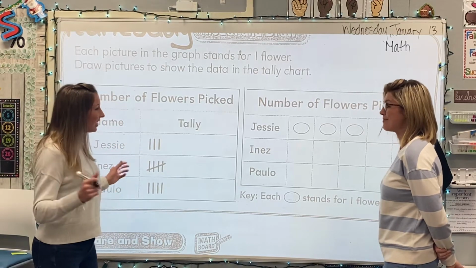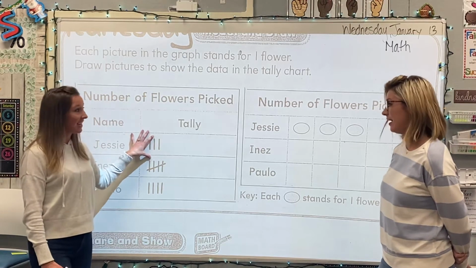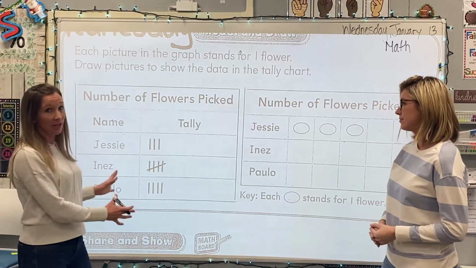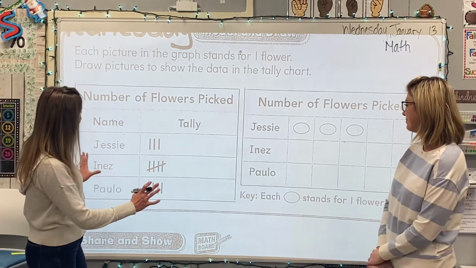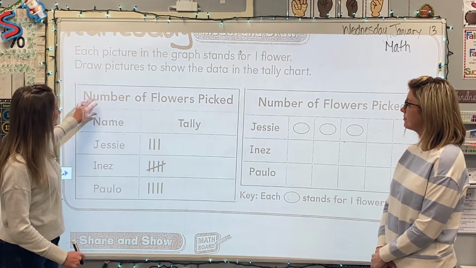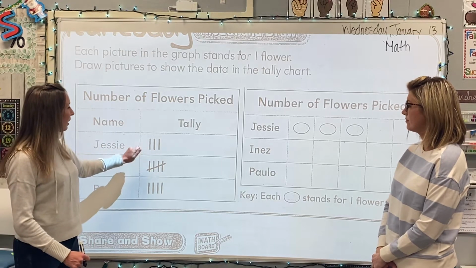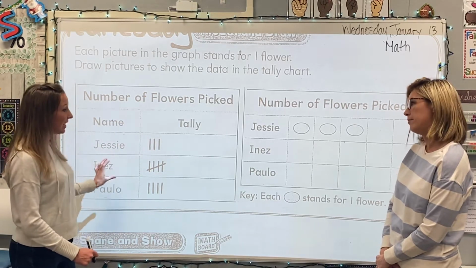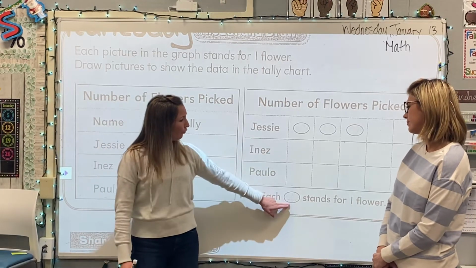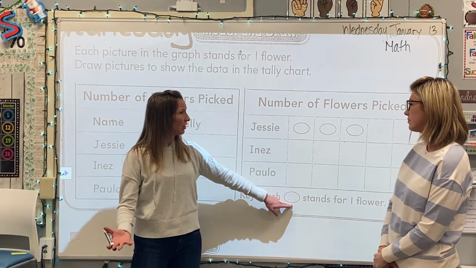So we're going to take what we learned about tally graphs and picture graphs, and we're going to use all of that information on this worksheet. Okay, so let's take a look. In the picture, we have a graph where there are flowers being picked. Each tally mark represents a flower that student picked. But on the picture graph, an oval is going to represent the flower. It's a fast way to draw a flower and not waste too much time.